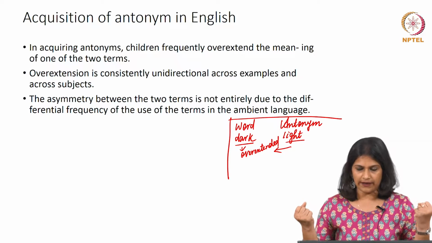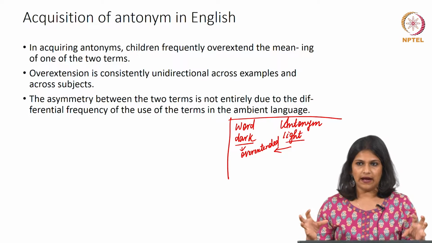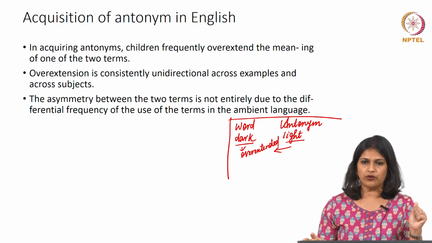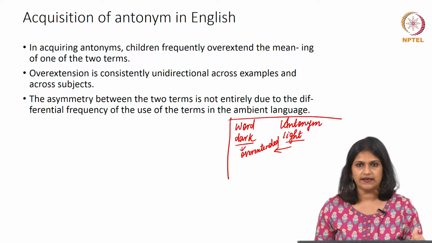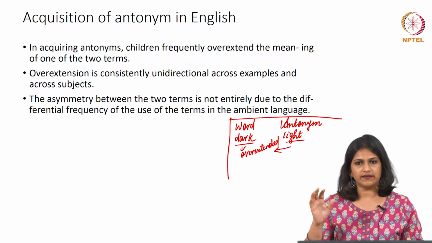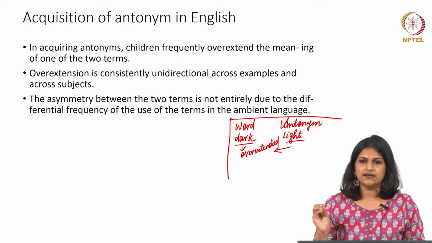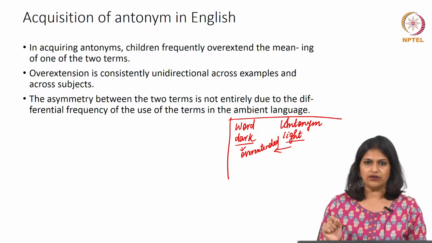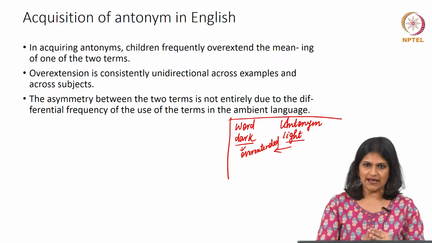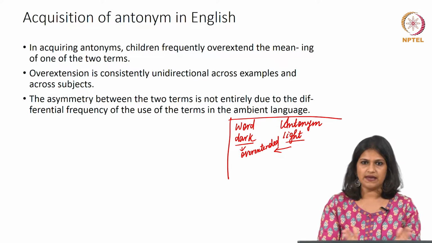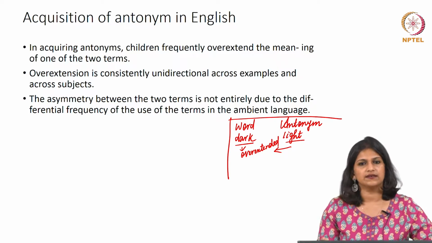So, if there is a pair of words, and out of these pair one would be more privileged, the other one would be less privileged. The more privileged one is going to be acquired first and the less privileged one is going to be acquired later. So, when you are talking about overextension, it's the more privileged one which has been overextended and that gets generalized to its antonym.